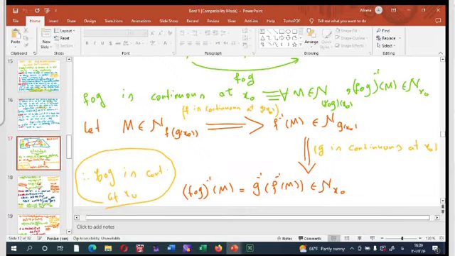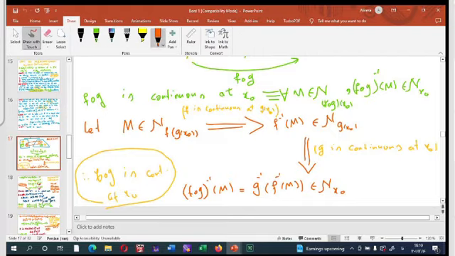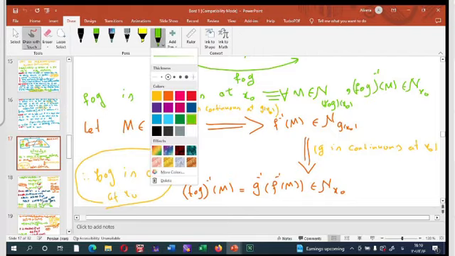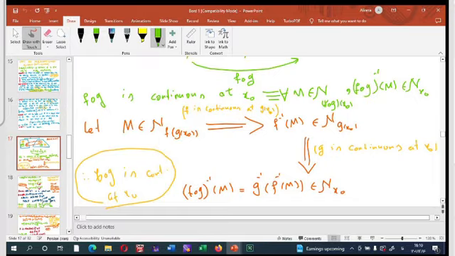F∘G is continuous at x0 if, for any neighborhood of F∘G(x0), this inverse image must be a neighborhood of x0. So we must assume M is a neighborhood. Let this be M, for example.